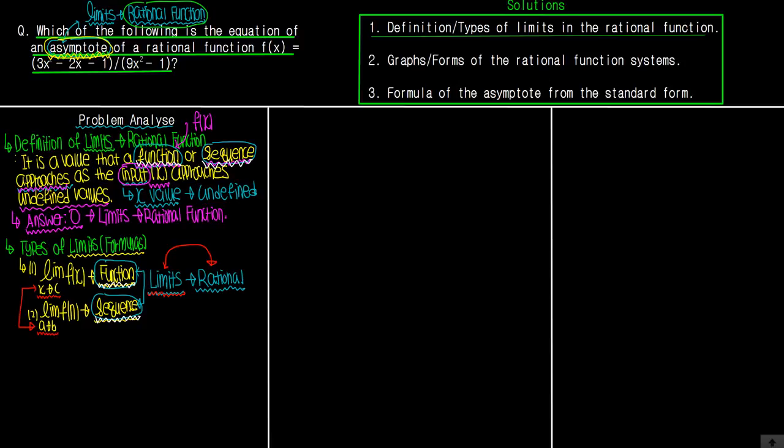And what is our equation? Our equation is to solve for f of x equal to 3x squared minus 2x minus 1, divided by 9x squared minus 1. So if you write it down again, the f of x that we're trying to solve is 3x squared minus 2x minus 1 divided by 9x squared minus 1.